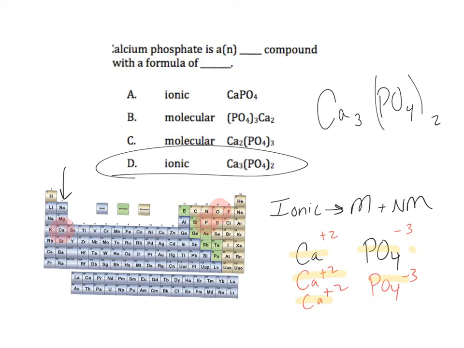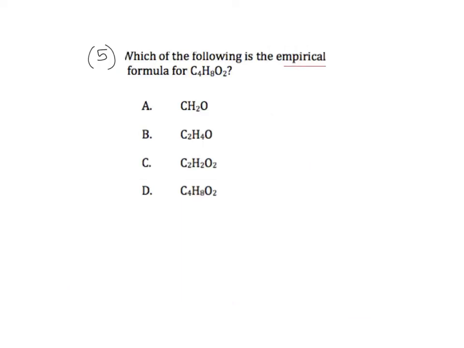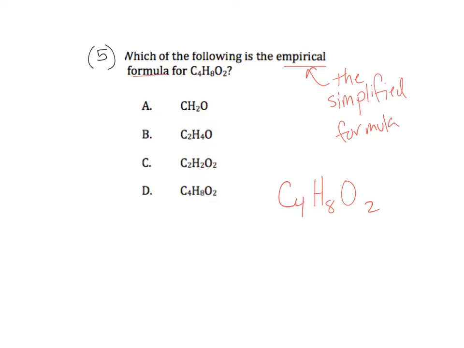Answer is D. Which of the following is the empirical formula for this compound? Remember, empirical formula is the simplified. Let's simplify this formula. Divide all of these numbers by 2. The formula will be C2H4O.